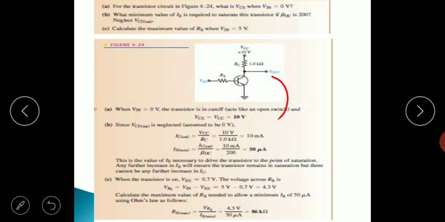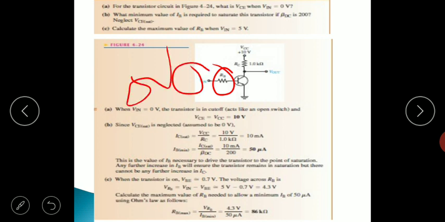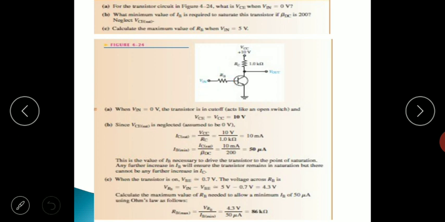The second thing you need to find is the minimum value of base current IB to keep the transistor in saturation. That means when the transistor is on, what should be the value of IB required when the value of beta is equal to 200. They have given the value of beta. In the third part, we have to find what maximum value of RB is required when the input applied is 5 volt. These are the 3 important things that you have to find from this example.